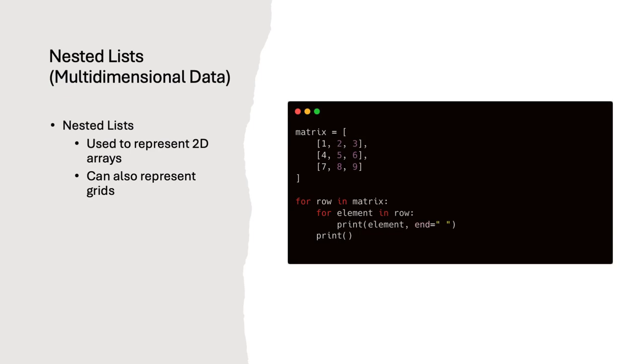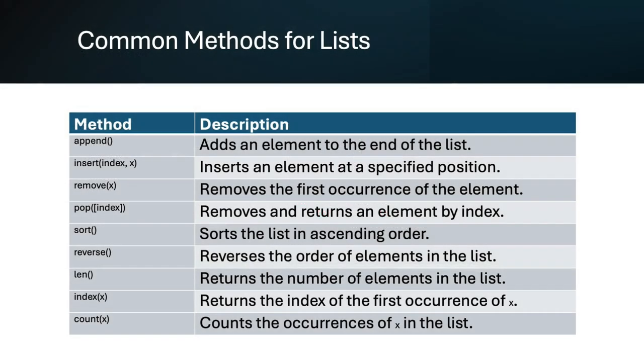Nested lists are used to represent 2D arrays or grids efficiently. Here's a list of common methods for lists. These include append, remove, pop, sort, reverse, and length to check the length of a list, and count to count the number of elements in the list.